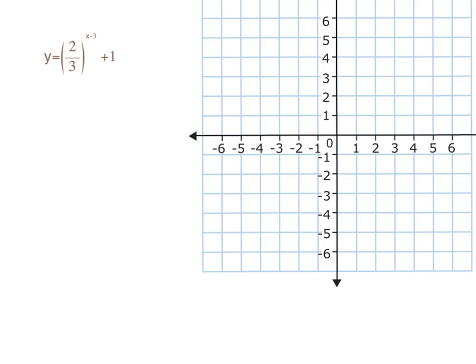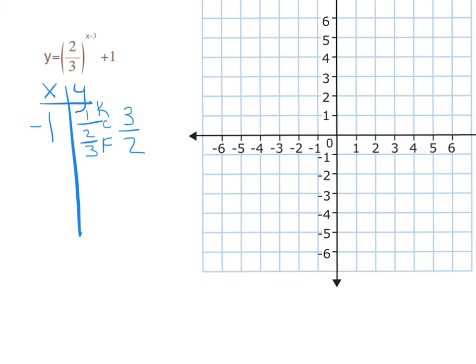In the example, 2/3 is my base and is less than 1, so we know it's a decay. So my x value is -1, which means it's going to flip this 2/3, my parent graph, to 1 over 2/3. So keep it, change it, flip it. 1 times 3/2 is 3/2. 0, 1, 1, 2/3. So at -1, it's going to be 3/2, which is 1.5. 0, 1, 1, and 2/3, 0.67.